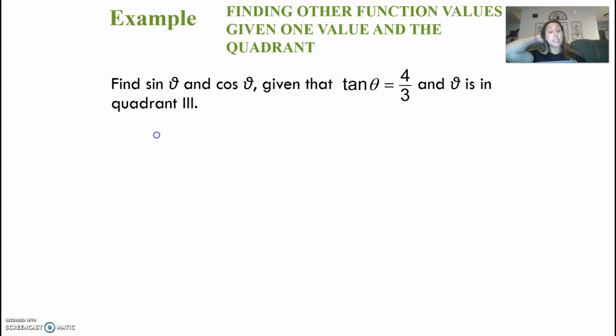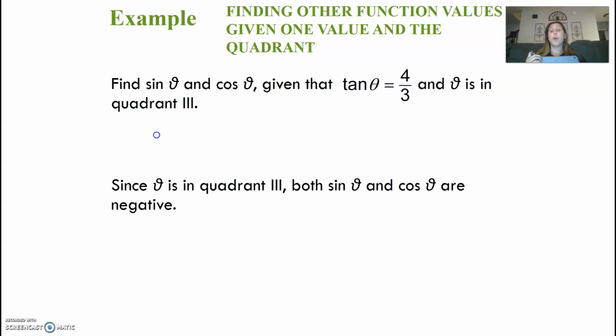All right, so tangent of theta is 4 over 3, and theta is going to be in quadrant 3. Well, we know a lot about that. We know what sine and cosine have to be in quadrant 3, and they both have to be negative. And now we need to find the sine and cosine of that.